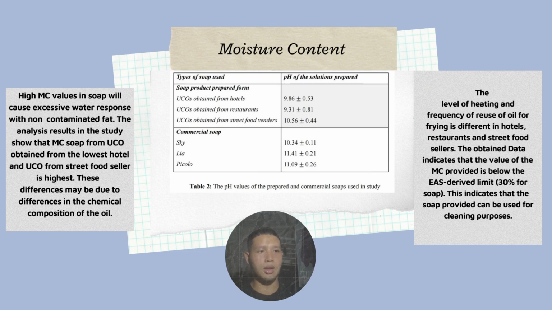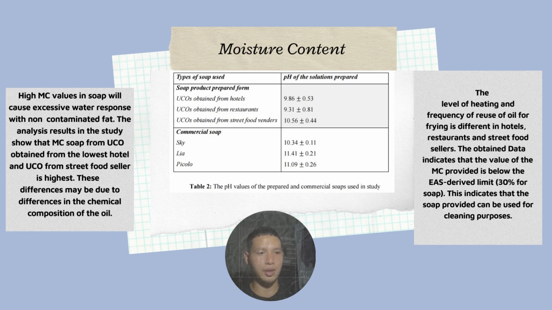Moisture content. Reports indicate that moisture content, which is MC, is a parameter used in assessing product life. High MC values in soap will cause excessive water reaction with non-contaminated fat. The analysis results in the study show that the MC of soap from UCO obtained from the hotel is lowest and UCO from the street food seller is highest. These differences may be due to differences in the chemical composition of the oil. The level of heating and the frequency of reuse of oil for frying is different in hotels, restaurants, and street food sellers.